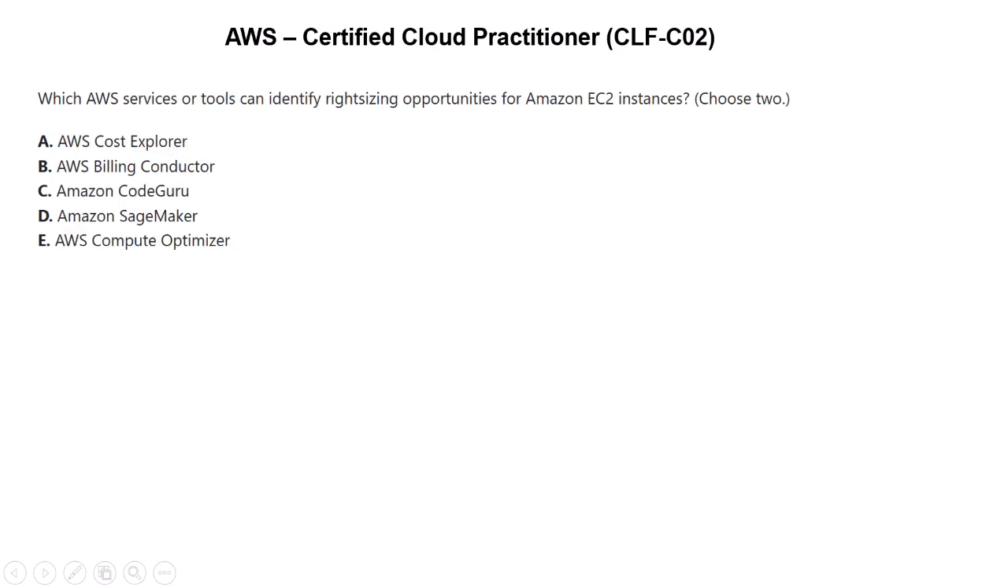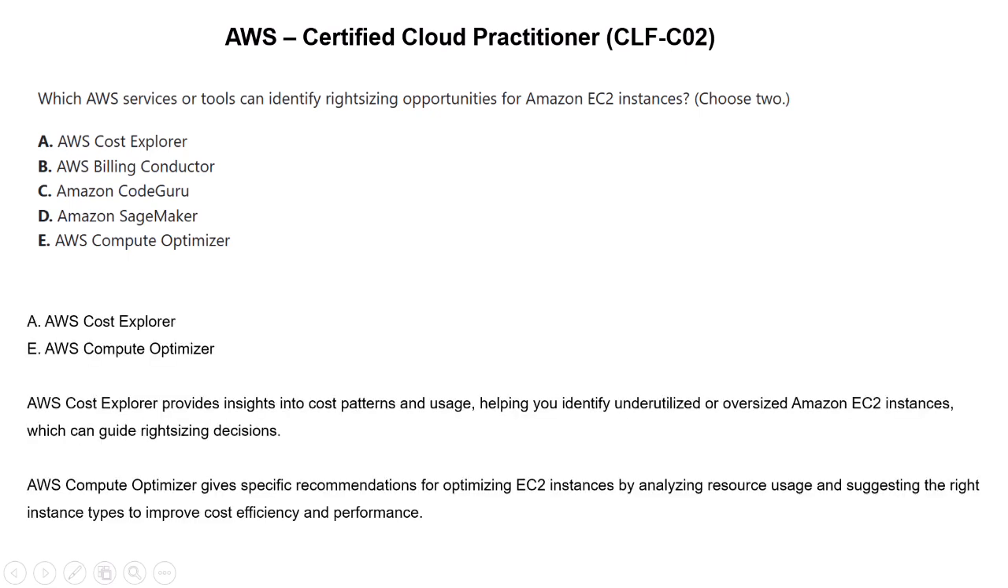Which AWS services or tools can identify right sizing opportunities for Amazon EC2 instances? Choose two options. Option A. AWS Cost Explorer. Option B. AWS Billing Conductor. Option C. Amazon CodeGuru. Option D. Amazon SageMaker. Option E. AWS Compute Optimizer. The right options for this question are option A, AWS Cost Explorer, and option E.